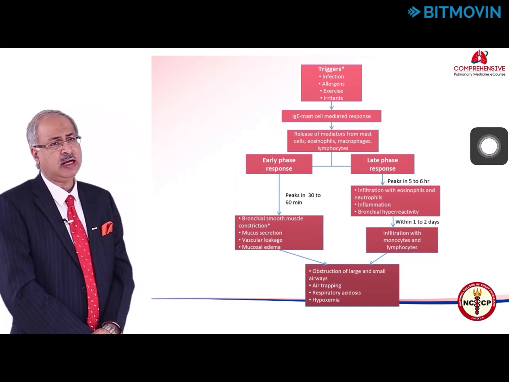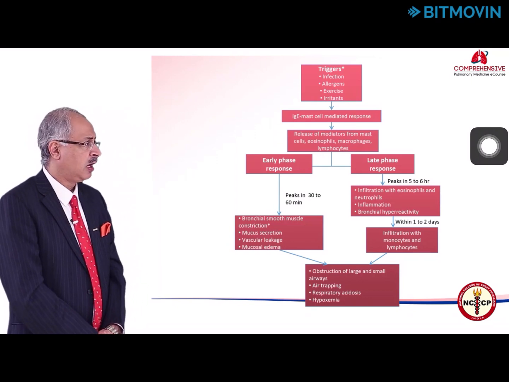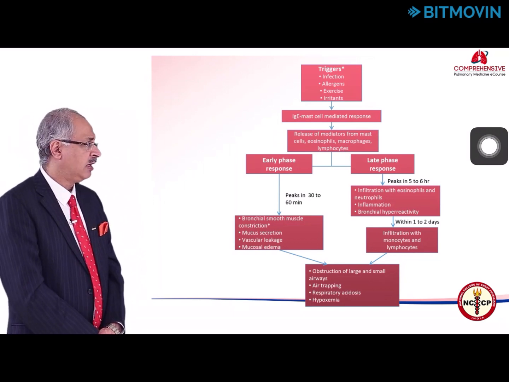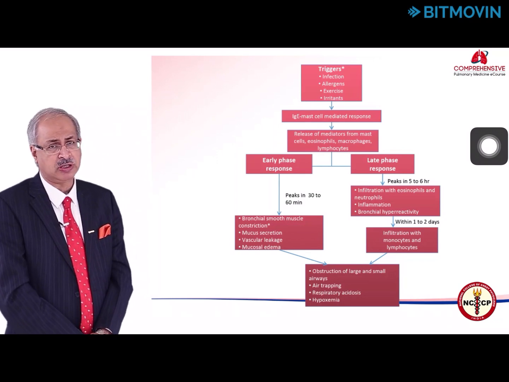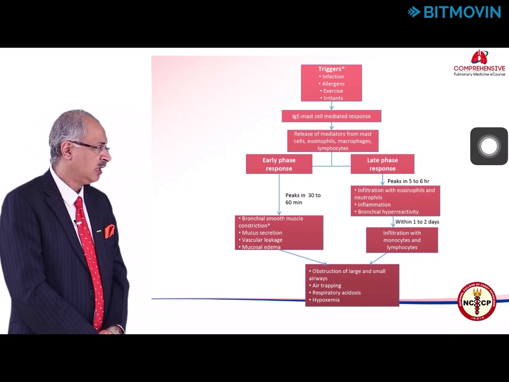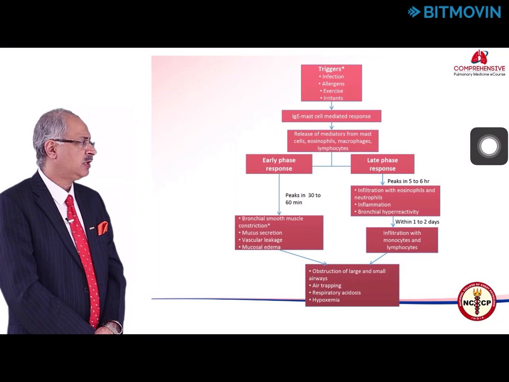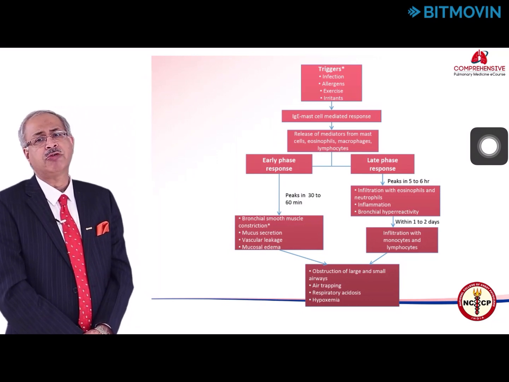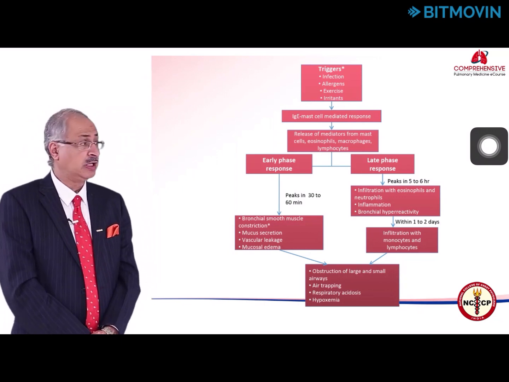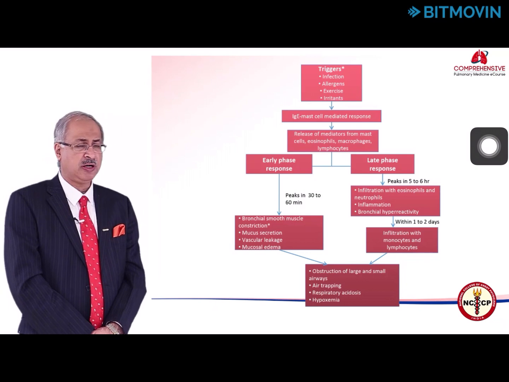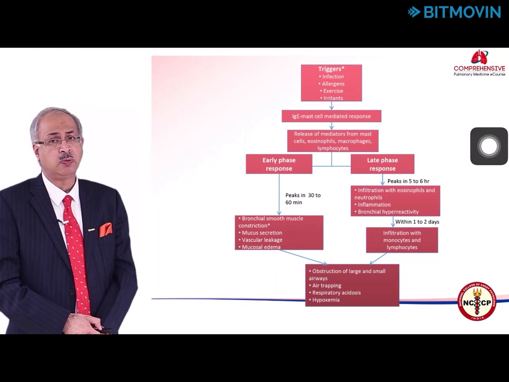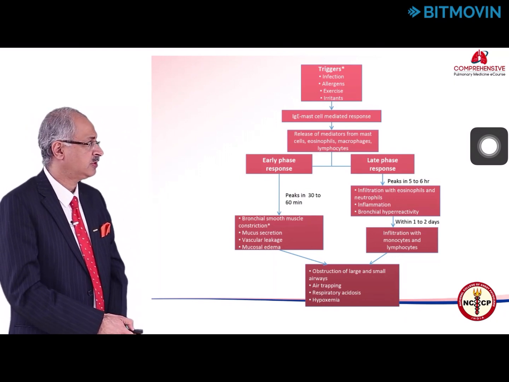On the other hand, there is a late phase response, which you see 6 to 12 hours later, peaking in between that time. At that point there is infiltration of the bronchial mucosa with eosinophils and neutrophils, and there occurs a bronchial hyperreactivity with inflammation. Then within 1 to 2 days, it is followed by an infiltration by monocytes and lymphocytes. The net result is significant inflammation, obstruction, air trapping, respiratory dysfunction, a feeling of breathlessness and hypoxemia. In acute cases, it worsens, and hence the symptomatology also worsens.